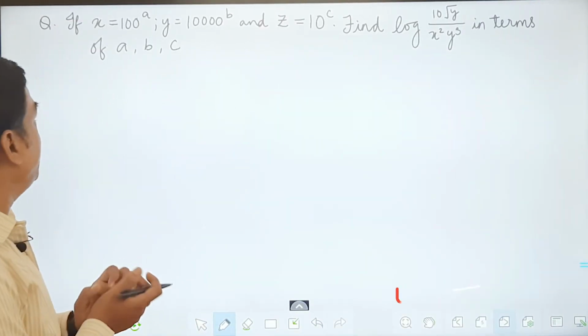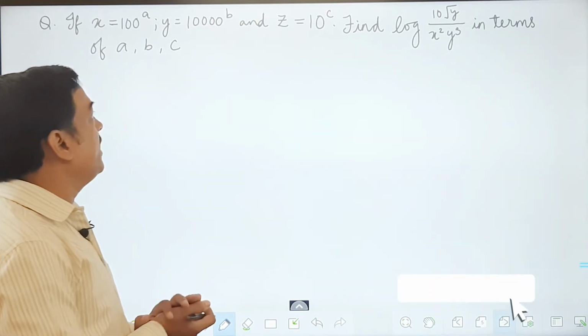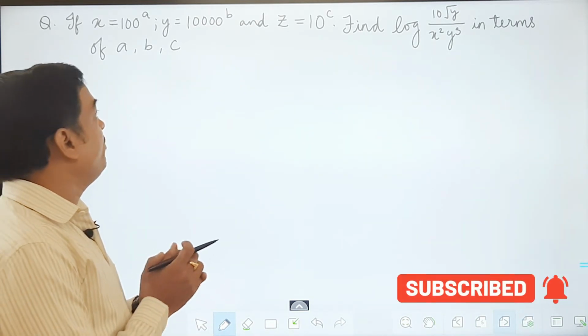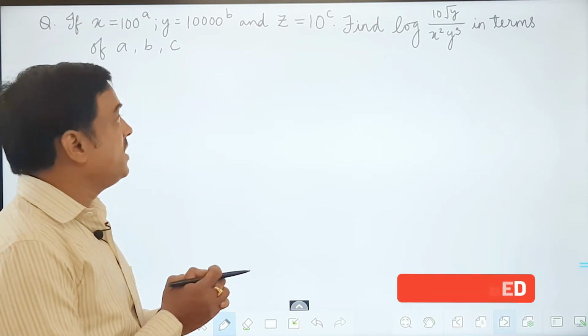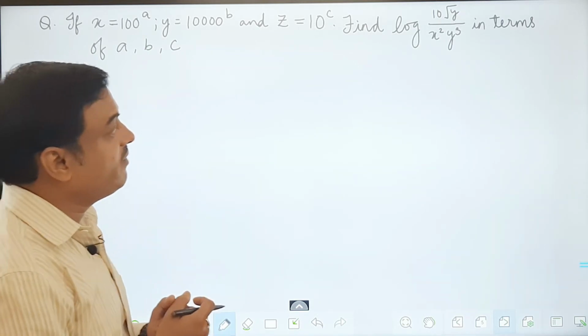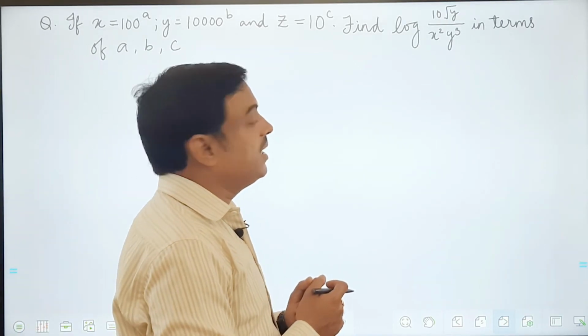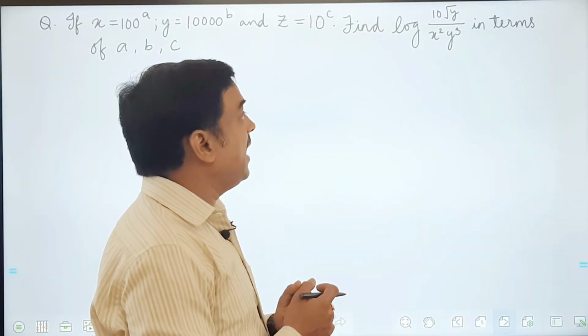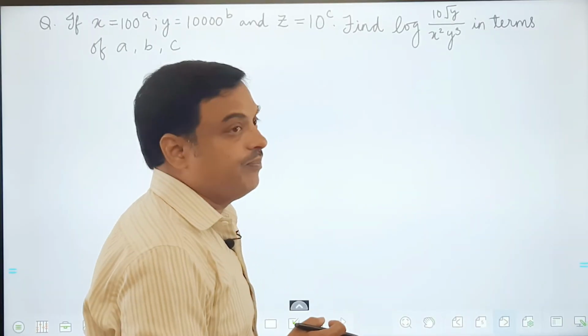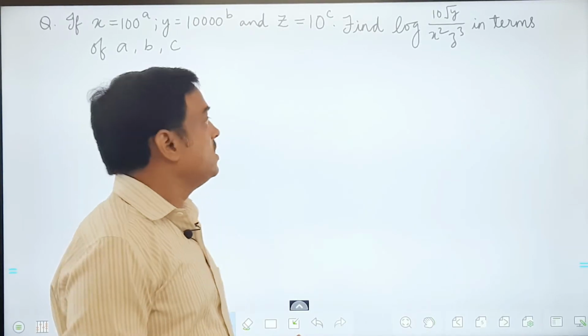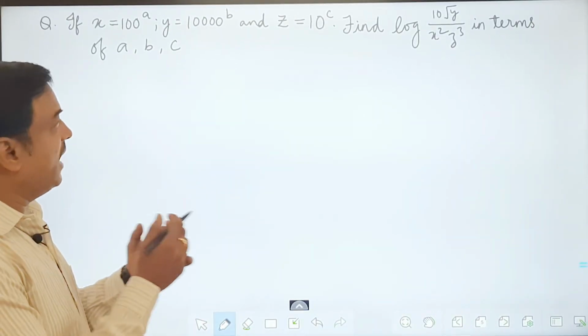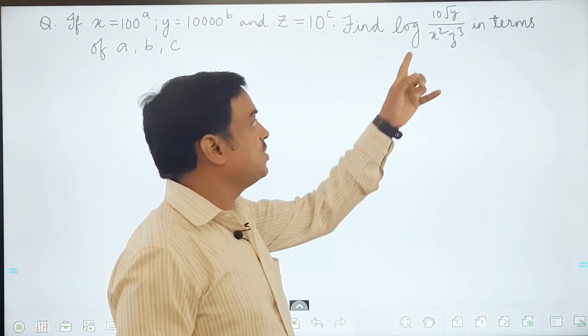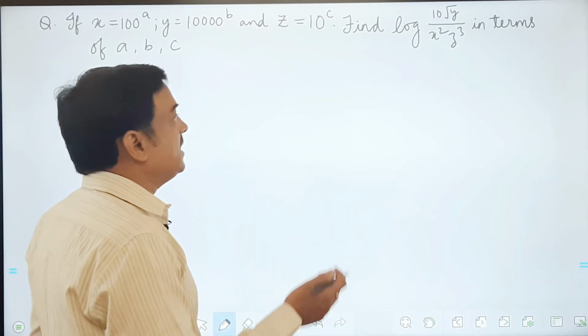Next one, friends, given x is equals to 100 to the power of a, 10,000 to the power of b as y, and 10 to the power of c as z, and the question is to find the value of log 10 into root y upon x square and y cube. Okay, so let us see. So now see, the values of x, y, z are given, and the question is to find the value of this. And how do we do this?